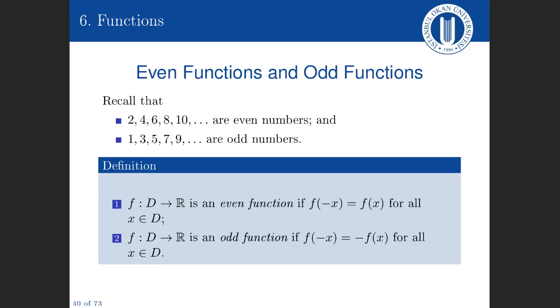A function is called an even function if we always have f of minus x is equal to f of x. And a function is an odd function if we always have the rule that f of minus x is equal to minus f of x.